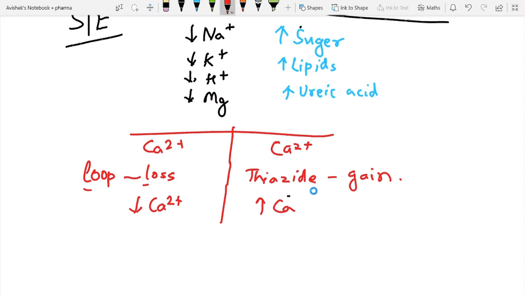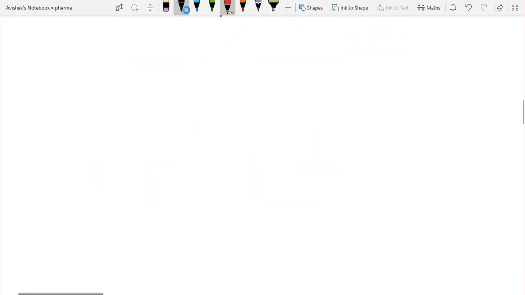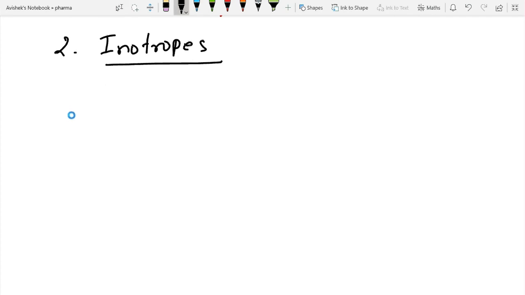So this is how cardiovascular diuretics will work. Now inotropes. How will the inotropes work? Inotropes actually work on receptors, and some work on the metabolism of the cardiac cells.